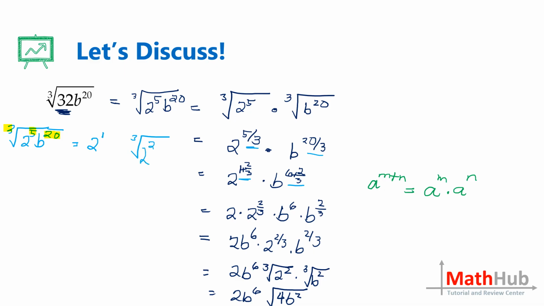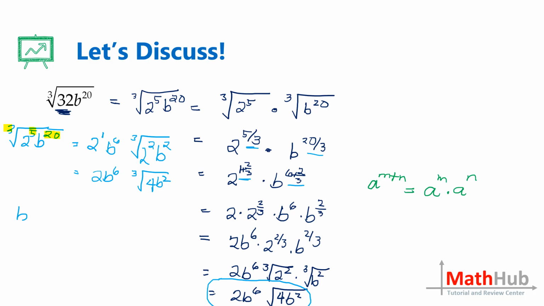With the same base 2 pa rin. And then for b, 20 divided by 3 is 6. So we have b raised to 6, and then remainder 2. So what happens there is we have 2b^6 cube root of 4b squared, which is exactly what we obtained here.